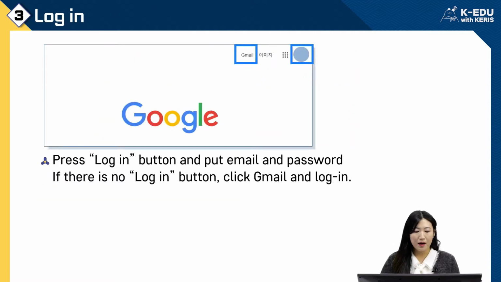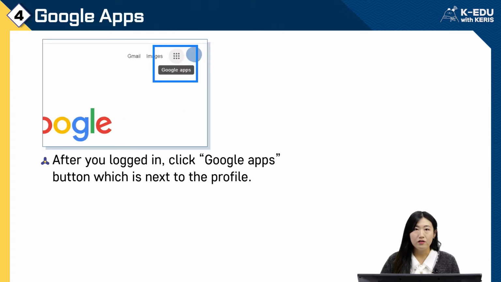Press the Login button and put in your email and password. If there's no login button, click Gmail and log in. After you log in, click the Google Apps button, which is next to the profile. You can use most Google applications through clicking this button. Here are the applications.